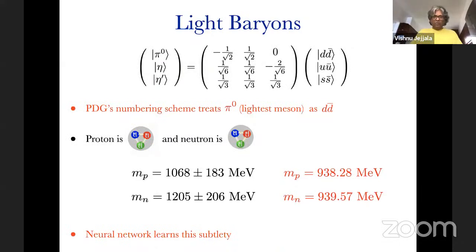The neural network, so particle numbering, the Particle Data Group's numbering scheme treats pi zero, which is really a combination of D D-bar and U U-bar, as D D-bar in the data set. The proton is UUD, neutron is UDD. Naively, you'd expect neutron to be lighter, but the neural network learns this subtlety and realizes the proton is lightest.